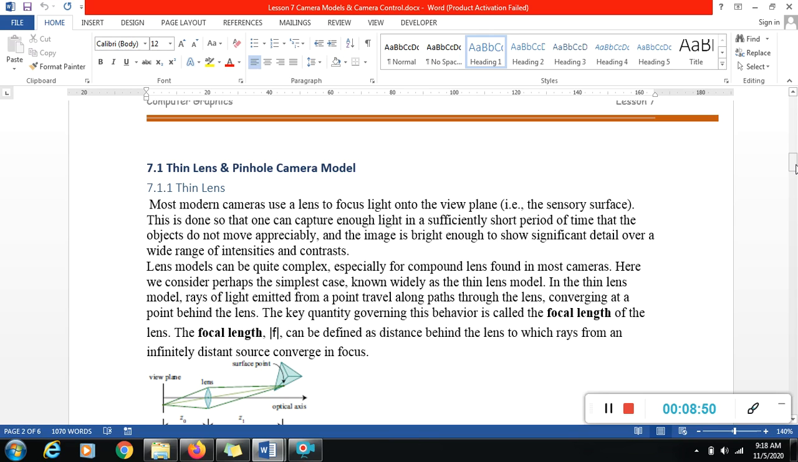We do understand that's the nature of movies. The reason why it looks realistic is because the change in the intensity and contrast, as the location changes, as the lighting effects change, is captured in real terms. Lens models can be quite complex, especially for compound lenses found in those cameras. Here we consider perhaps the simplest case, known widely as the thin lens model.